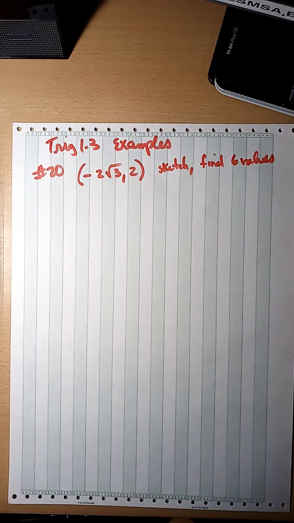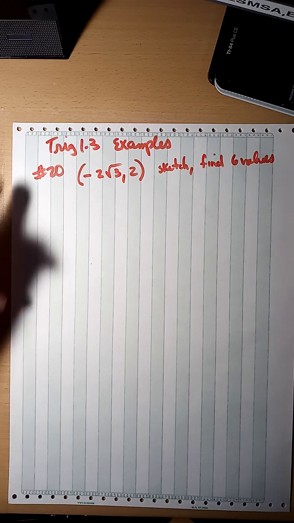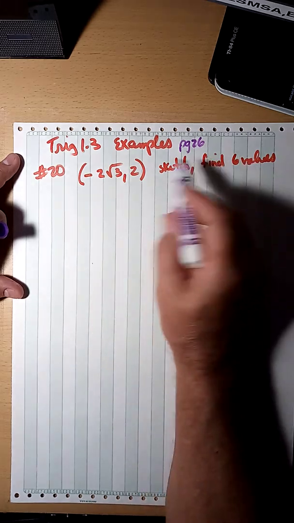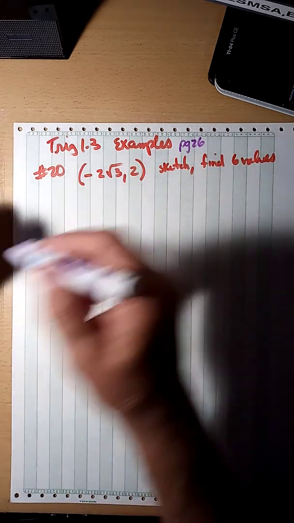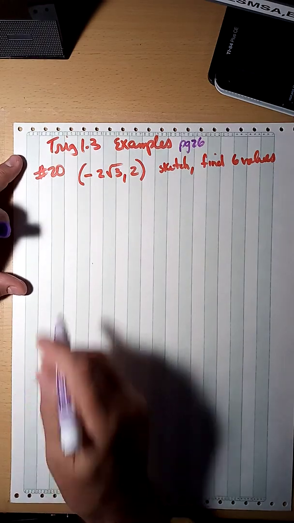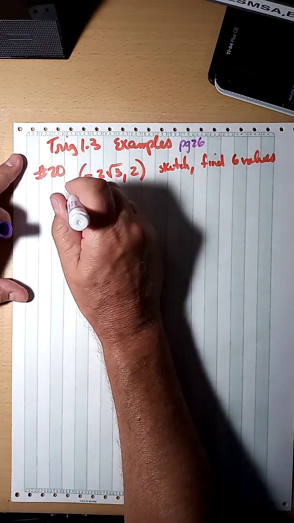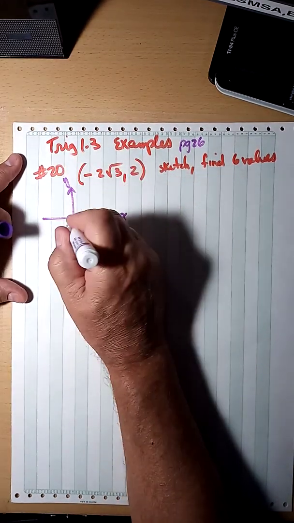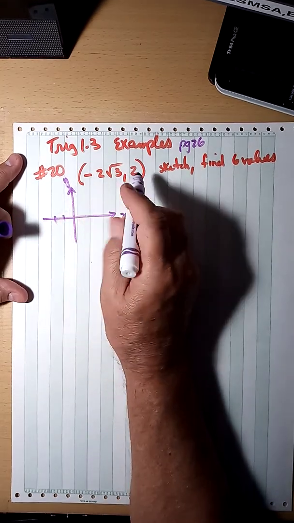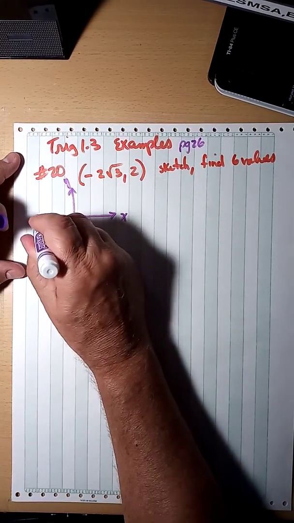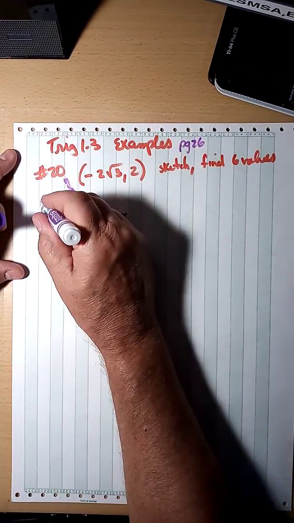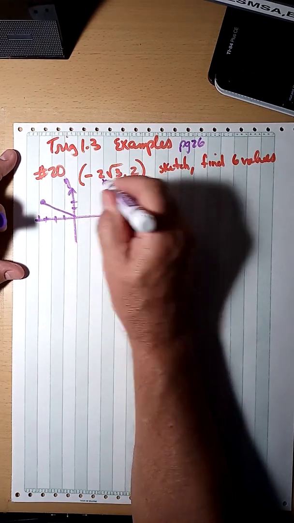So, number 20. This should be around page 26, I believe, unless I'm wrong. We're supposed to sketch this first and then find the values of the 6 trig functions, making sure we rationalize denominators. We also need 4 steps, but this is going to be pretty easy to get. If we look at where this point is, a negative 2 times the square root of 3, so it's really closer to 4. And then a positive 2, so someplace here is our point. We've got x, we've got y.